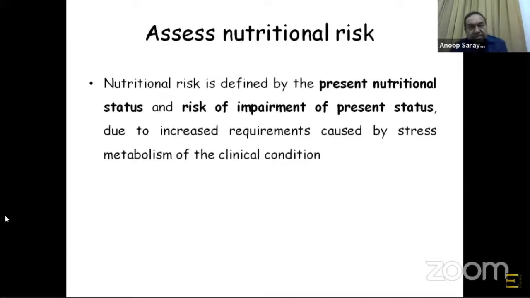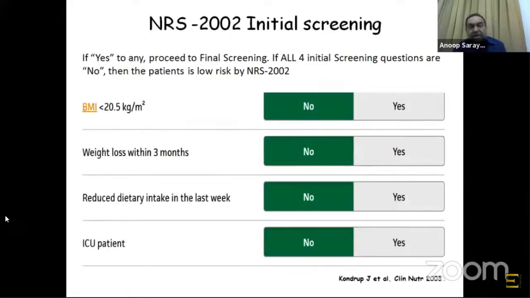So nutritional risk is defined by the present nutritional status and risk of impairment of present status due to increased requirement caused by stress metabolism of the clinical condition. So there are various tools. These tools are important, especially to assess nutritional status in ICU.